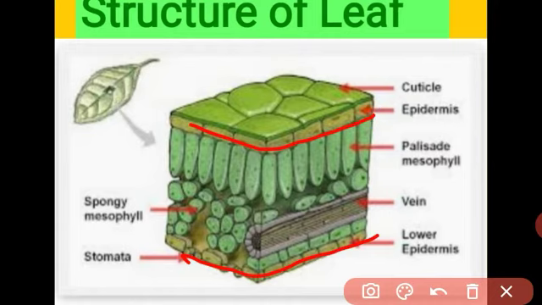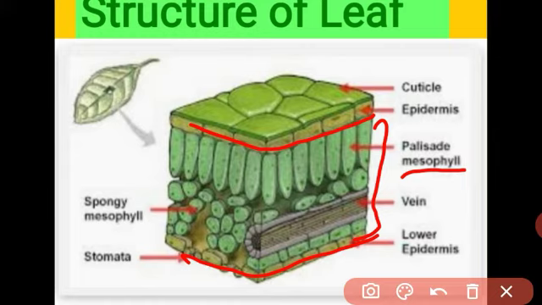In between the upper epidermis and lower epidermis there is an important type of cell. This cell is called the mesophyll cell, and the mesophyll cell is very important because the chloroplast organelle is present only in the mesophyll cells, and the chloroplast contains the chlorophyll pigment. Because of this chlorophyll pigment in the plant, the plant can make its own food.